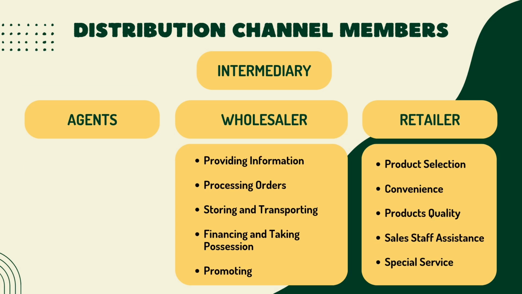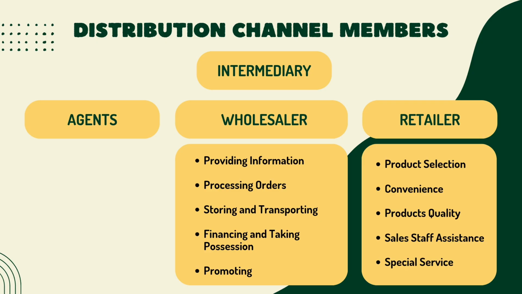Distribution channel members. An intermediary is any person or organization in the distribution channel that moves goods and services from the producer to the consumer. An example of an intermediary is an agent, also referred to as a broker. They bring together the buyer and seller but do not take ownership of the products. Another example of an intermediary is a wholesaler. It is a business that buys large quantities of an item and resells them to a retailer.